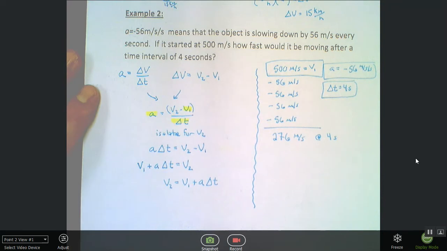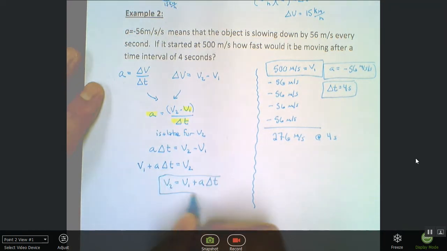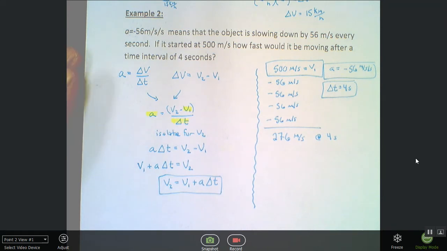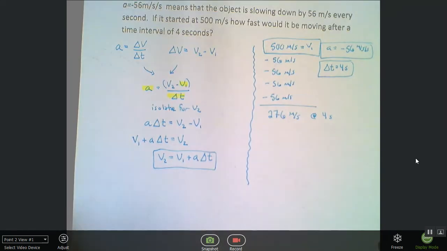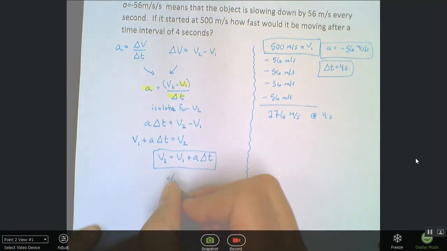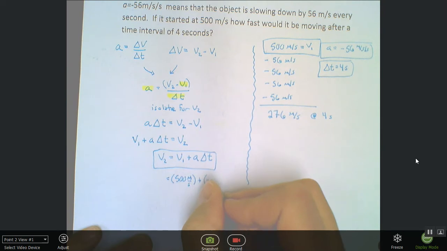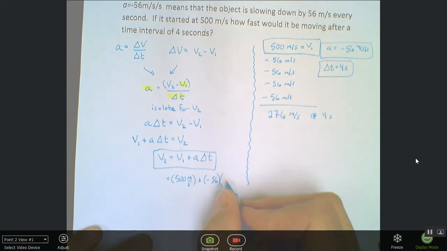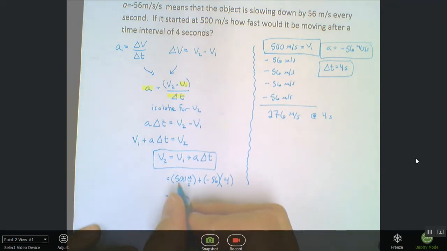This is actually what we'll find out is one of our kinematics equations. In fact, it's the second one. And if we plug in our values, you will quickly see that if we put 500 meters per second plus negative 56, I'll leave the units out for that one for now, and the time is 4, you would find that you would get the A delta T.